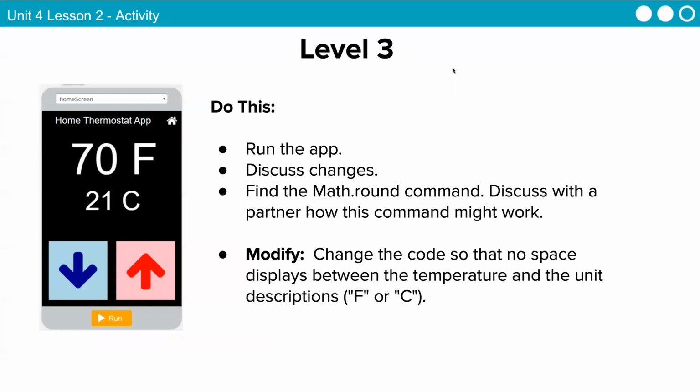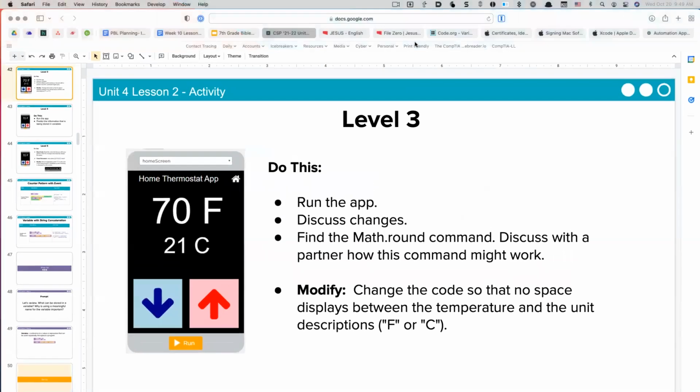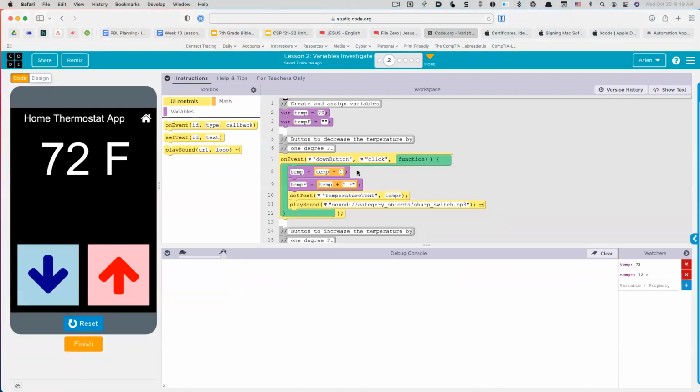So what's your guess on Drew? What's your guess on what the math.round command is doing? Okay, okay. So you can actually delete it. Why don't you just try that in the code, delete that command, and then stop the program, run it again, and see what changed.